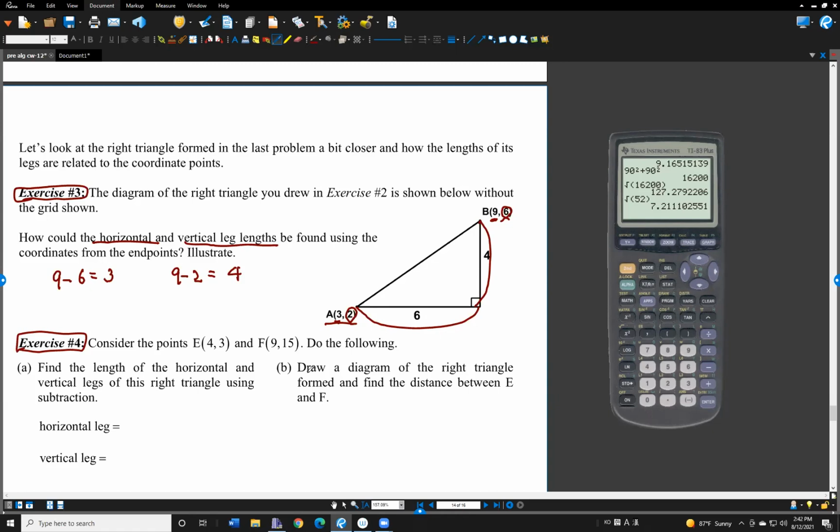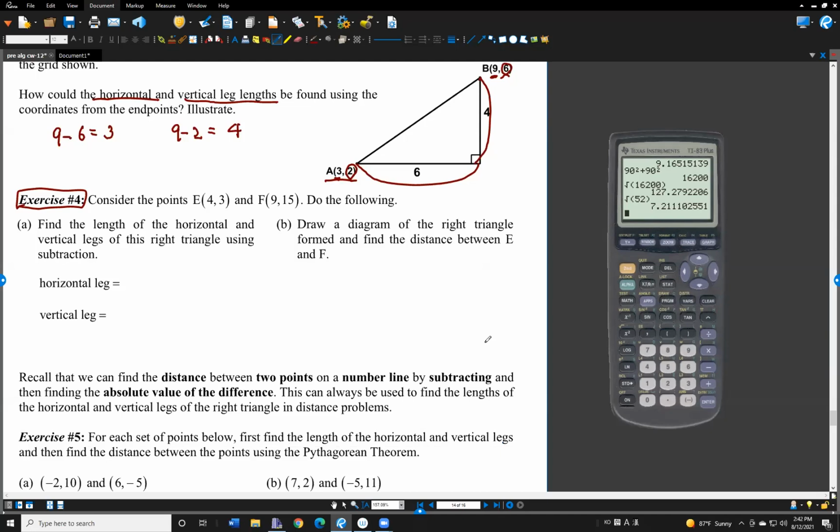Okay, that's it. Now we have 4, 3 and 9, 15. We know that horizontal is x2 minus x1. 9 minus 4 is how much? 5. What is the vertical? Vertical is y2 minus y1. 15 minus 3 is 12. That is the vertical length. So horizontal is 5, vertical length is 12. This is a right angle. What is this side? 5, 12, 13, isn't it? Pythagorean triple. Do you remember? 3, 4, 5, 5, 12, 13, 8, 15, 17.